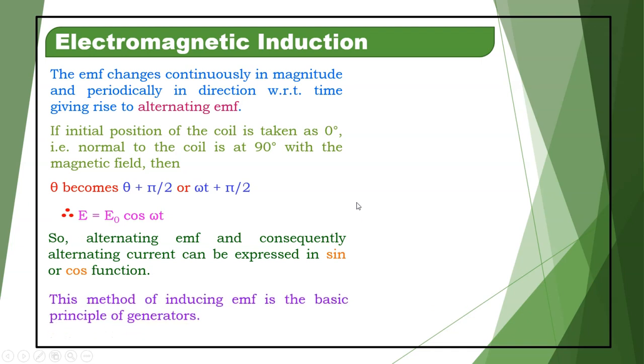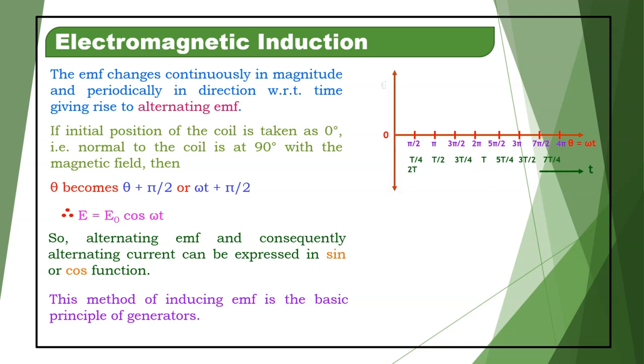So here is the diagram for that. The method of inducing EMF is basically the principle of a generator. This is the time period, where we take the angle θ as ωt. Angular displacement can also be taken in a phasor diagram. In the case of the time period, this will be T by 4, T by 2, and so on. This axis represents the EMF and this is the time. As you can see, this shows how EMF changes with respect to time. This is a sinusoidal graph.